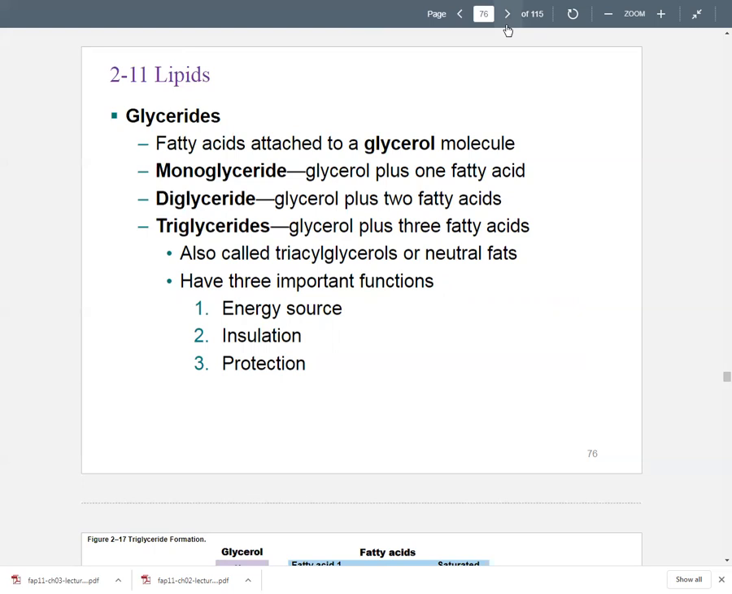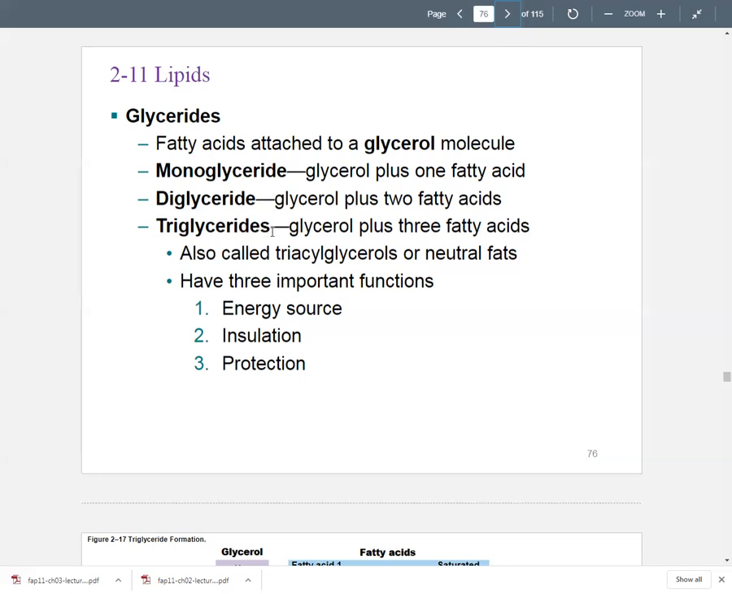So if you have glycerol with 1 fatty acid attached, it's a monoglyceride. If you have glycerol and 2 fatty acids attached, it's a diglyceride. If you have glycerol and 3 fatty acids attached, it's a triglyceride. You may also see the term triacylglycerol or neutral fat. It means the same thing as triglyceride.